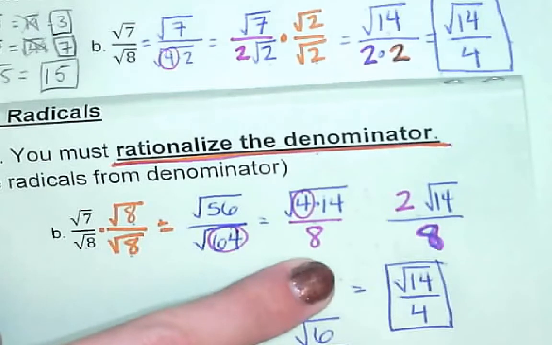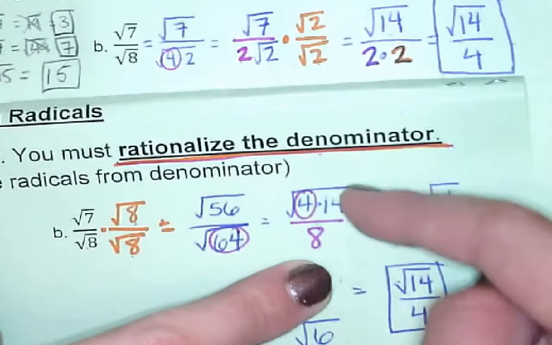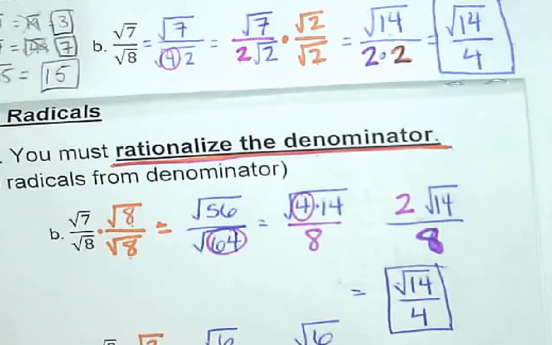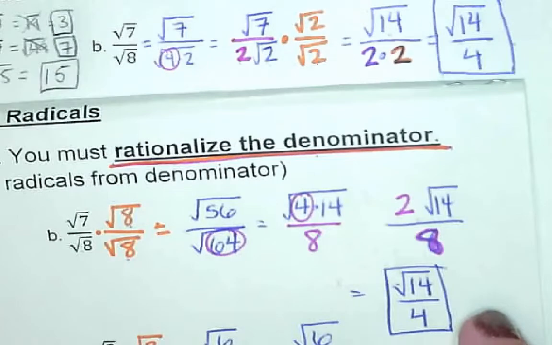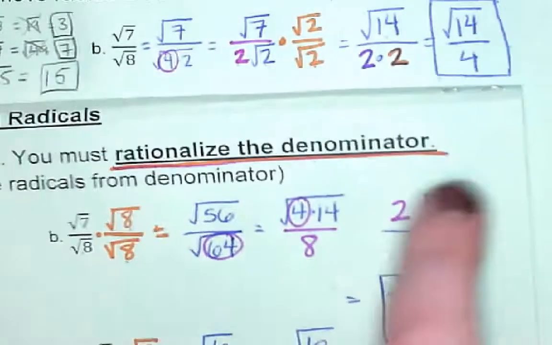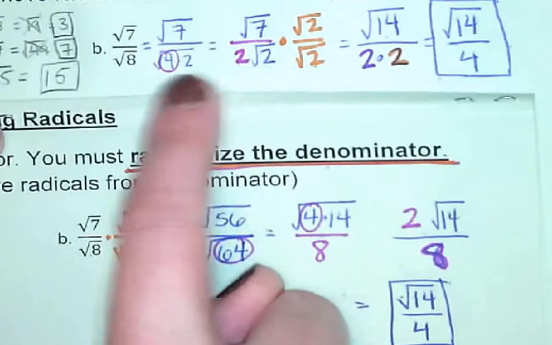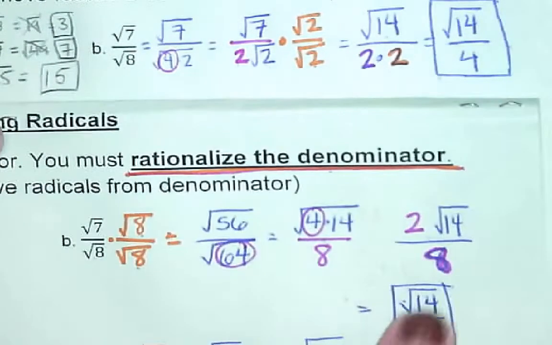Well, then we would have had to simplify the square root of 56, which gives you 4 and 14. So that becomes 2 square root of 14 over 8. And that reduces down into the square root of 14 over 4. Do you get the same answer both ways? Absolutely. You're just either simplifying at the beginning or you're simplifying at the end.